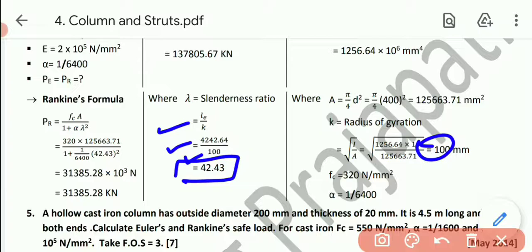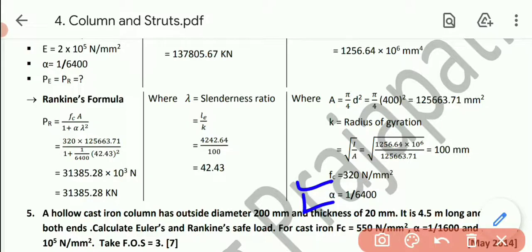Once I get the value of lambda, the other two unknowns, Fc and alpha, are directly given in the data. Now I apply the final formula.